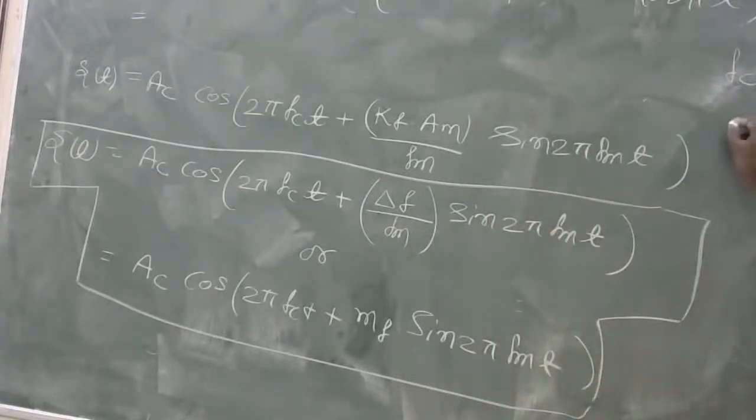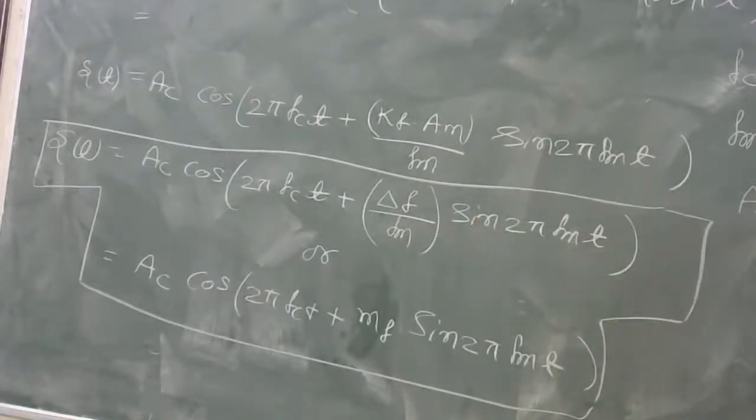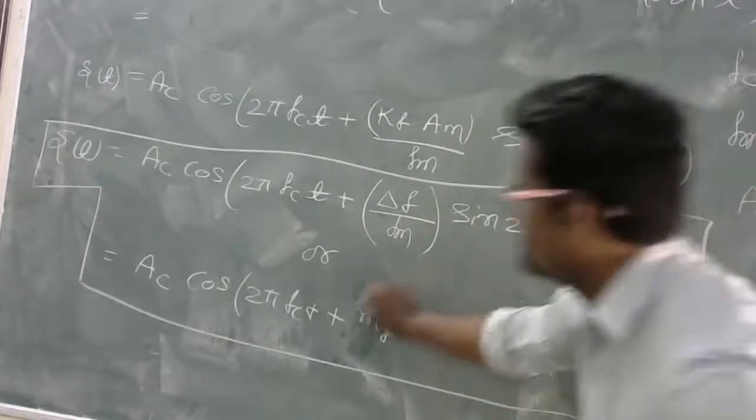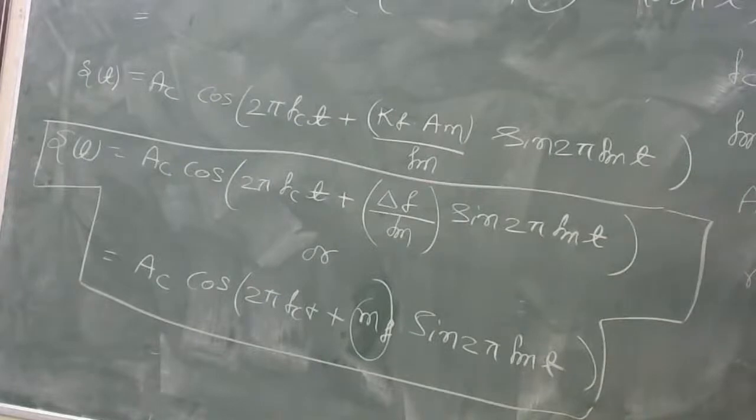Fc is 500. What is the value of Fm? 50. Now, what is the value of Ac? Ac equals 10. What is the value of modulation index? 50. Clear?